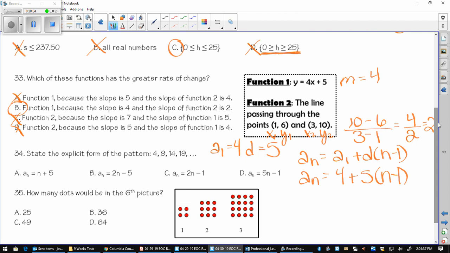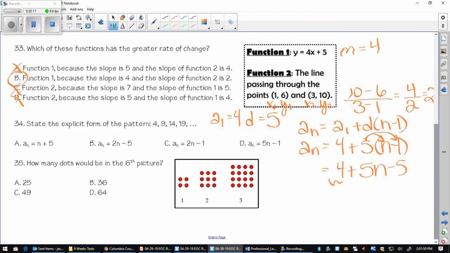And then I'm going to continue simplifying because I can look at these answer choices and see they simplified it further than what I have. So 5 times n, 5 times negative 1. So that would be 5n minus 5. And then I want to combine like terms, 4 and negative 5. Since they're on the same side of the equal sign, I just combine them as they are. 4 minus 5 would give me negative 1. So I'm going to bring down 5n minus 1. So my answer would be D.